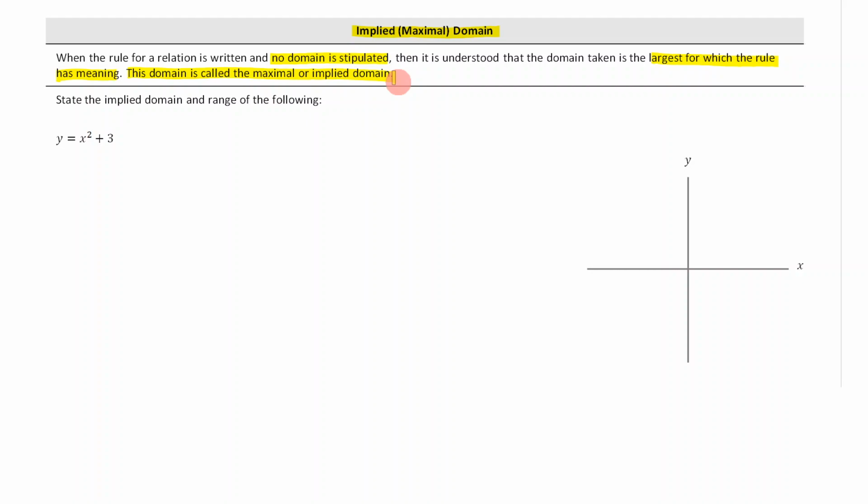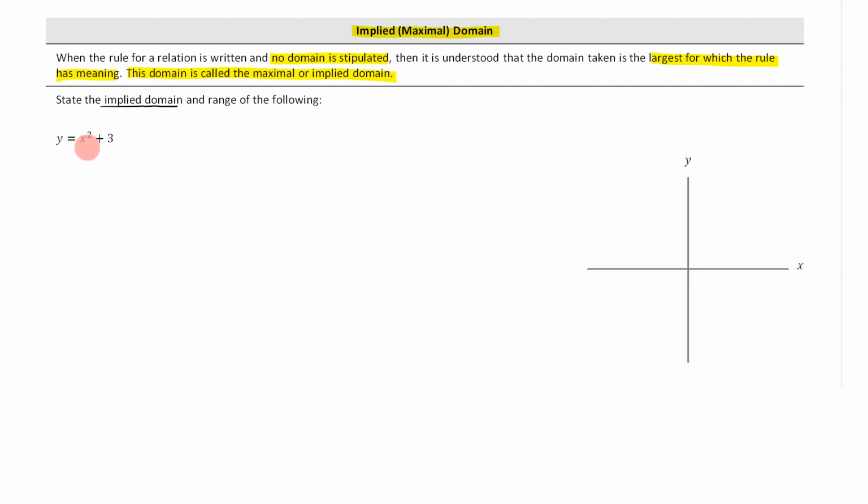So the whole point of this part is when you're given a rule and no domain is stipulated, then it's understood that you take the largest possible domain for that rule. So let's move through some examples here and make sense of this. So we need to state the implied domain and range of the following.